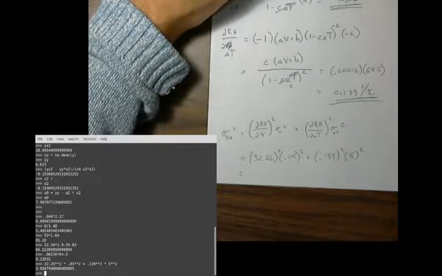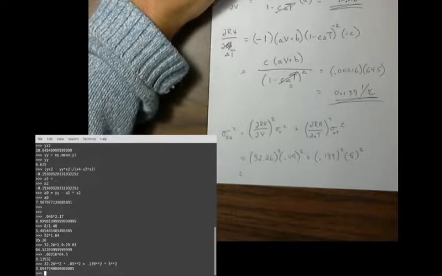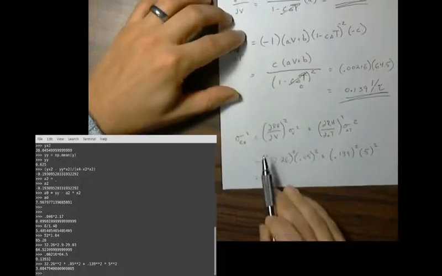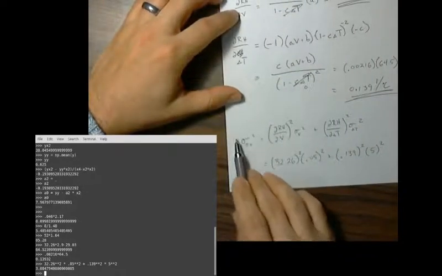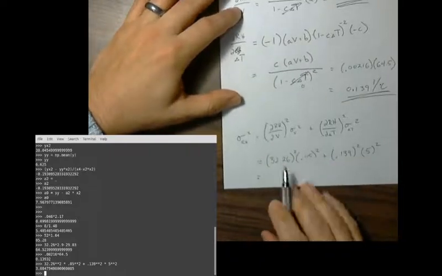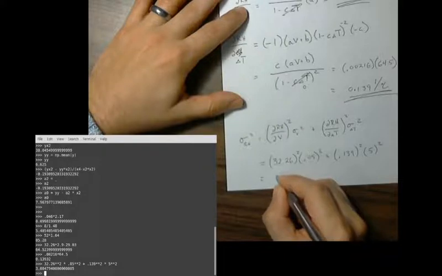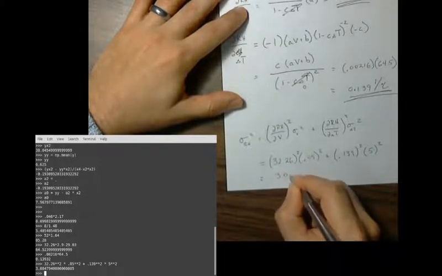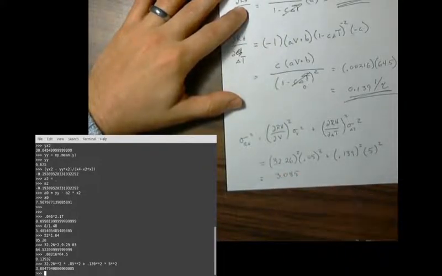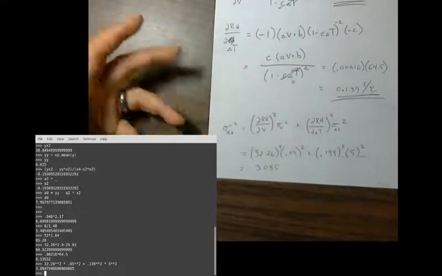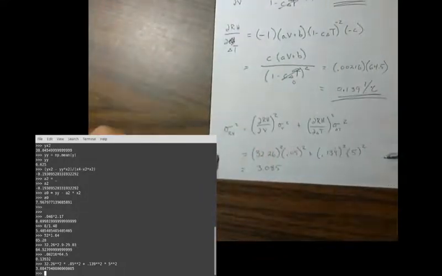All right, we're done, right? Just write down 3.08. No, we are not done. We need to take a square root. That is the variance. So I have calculated the variance is 3.085. And relative humidity is a percentage, so it's dimensionless.